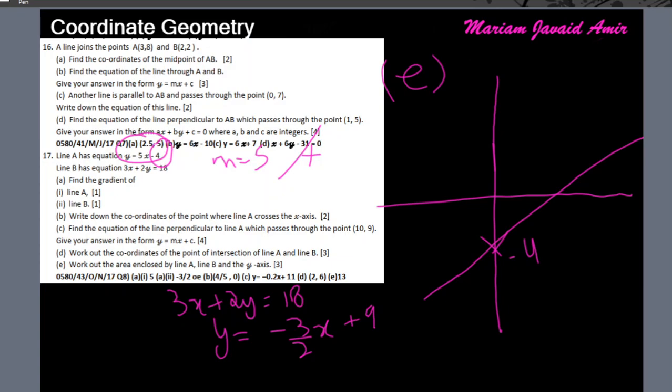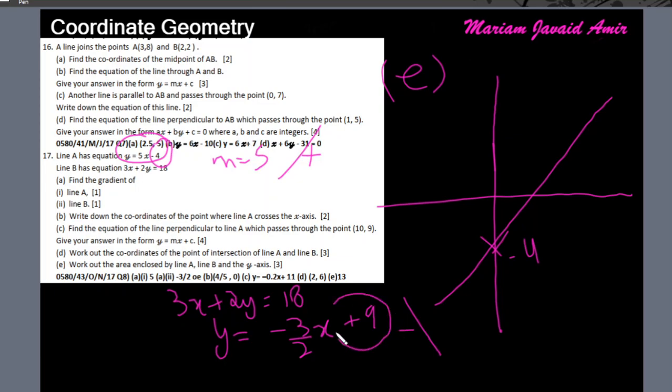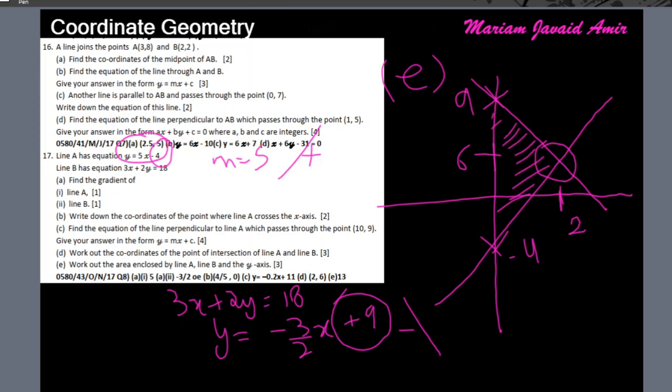Alright, and then just a second, a rough sketch like this. This line has negative slope, which means it has to be a falling line, and its c is 9, so its y-intercept is 9 and it's a falling line. Also from the last part we know that this point is 2 comma 6, which means 2 is here and 6 is here, right? So I now need the area of this triangle.